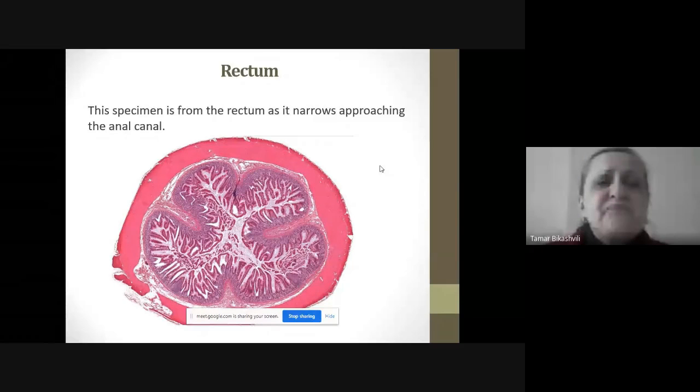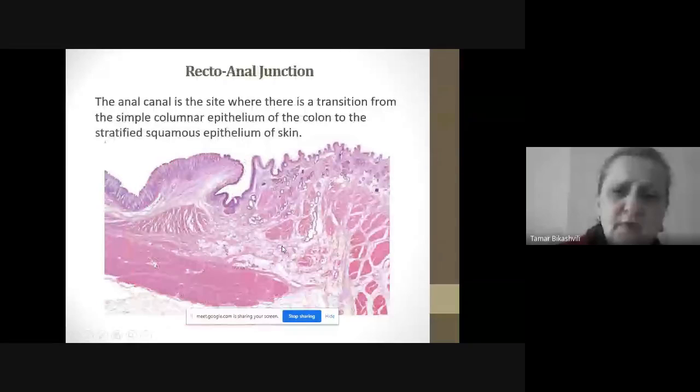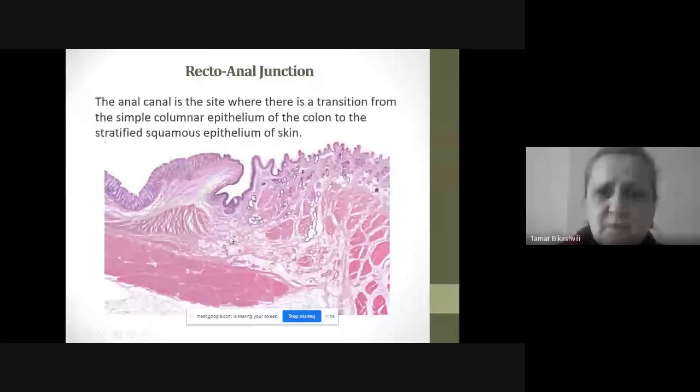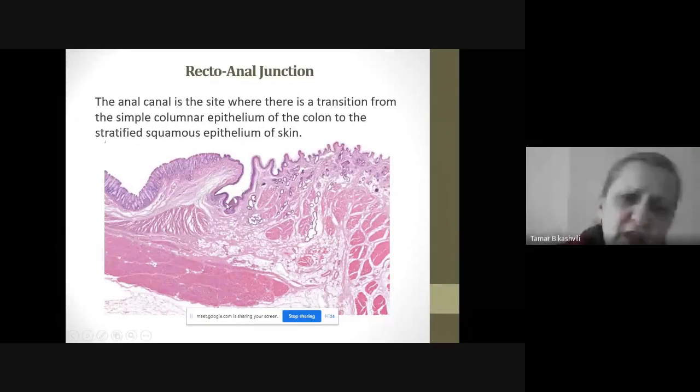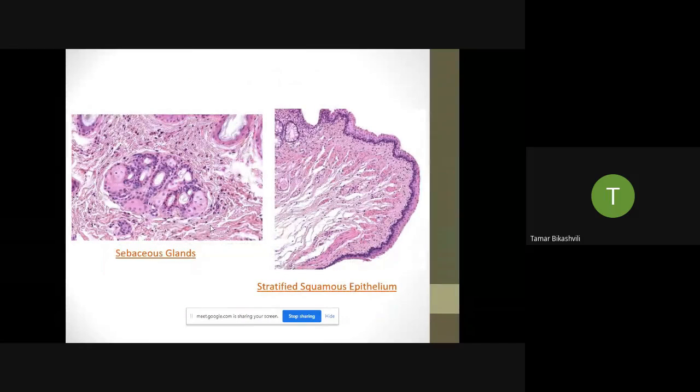This is the rectum region. In the rectum, we can also see folds here. This is again the rectoanal junction, the simple columnar epithelium, then the stratified squamous epithelium, and also you can see here this is the sphincter. The sphincter is formed by muscle cells. And in this region there are numerous glands, for example sebaceous glands.